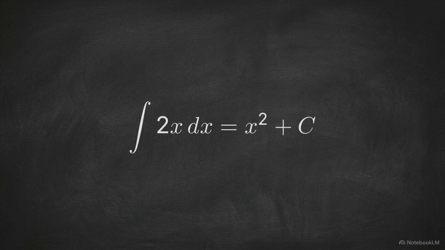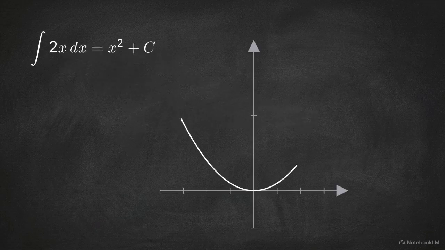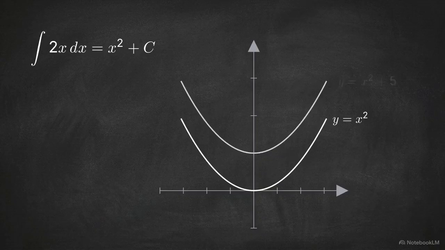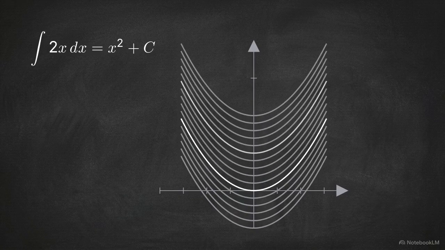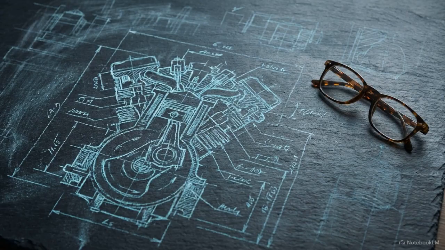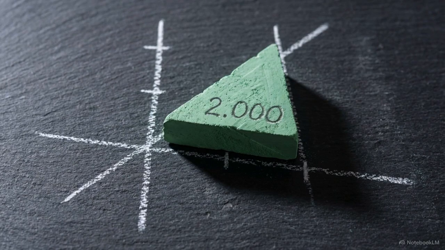For example, the integral of 2x is x squared plus c. Its derivative is 2x, but so is x squared plus 5. This unknown constant means the result represents an infinite family of functions, identical curves at different vertical positions. The indefinite integral provides a generalized blueprint for a system's behavior, but it doesn't provide the specific boundaries needed for a hard measurement.